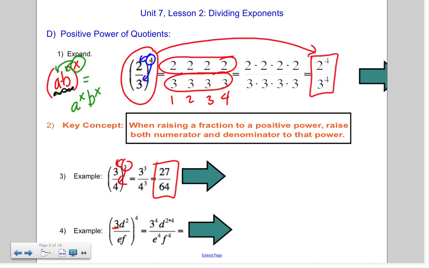The 3 needs this 4 to be applied to it. The d to the 2nd power needs the 4 to be applied to it. The e becomes e to the 4th, and the f becomes f to the 4th. Do you see how? This is going to get a little sloppy, but there's 1, 2, 3, 4 items inside of that parenthesis: the 3, the d, the e, and the f. What happens to your final answer? Hopefully, you have 81 d to the 8th, over e to the 4th, f to the 4th. All right, I'm sure you gave it your best try.